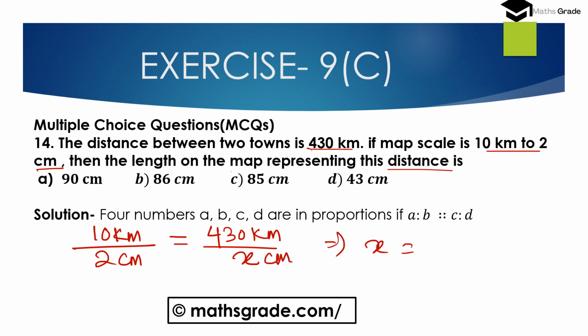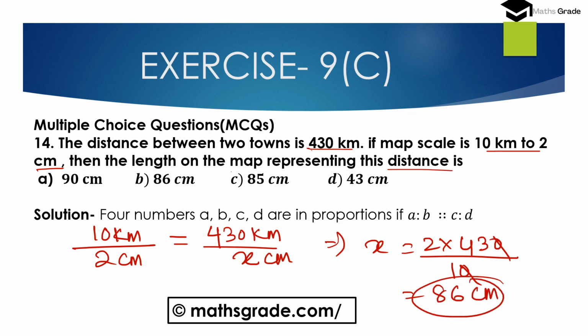Suppose the length on the map is x centimeter. Now x will be, crisscross multiply, we get 2 multiplied by 430 divided by 10 kilometer. Cancelling zeros, now 2 multiplied by 43 is 86 centimeter. So option B, 86 centimeter, is correct. So the length on the map representing this distance is 86 centimeter.